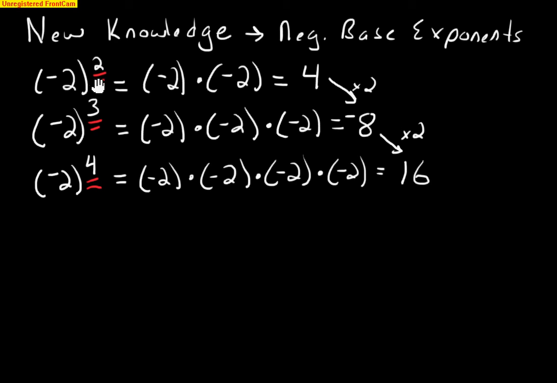So 2 is even, so the answer is positive. 3 is odd, and so the answer is negative. And 4 is even, and the answer is positive again. So that's the deal. They alternate too. That's another pattern that you're going to see up there.